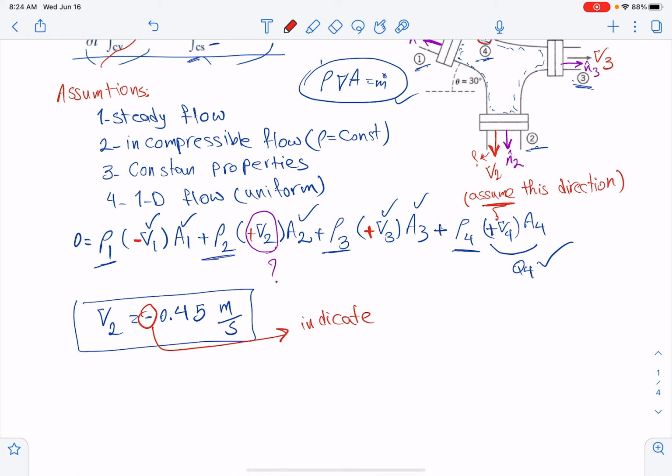the correct flow direction is into the control volume.